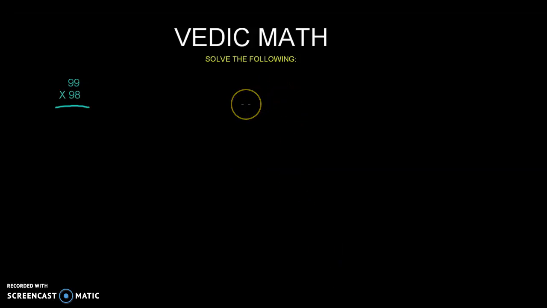So today we're going to learn Vedic math. It says here to solve the following: 99 times 98. Before you start off, I have a question. What is Vedic math? It's just a different type of multiplication. You multiply in a different way and it's much faster and easier.